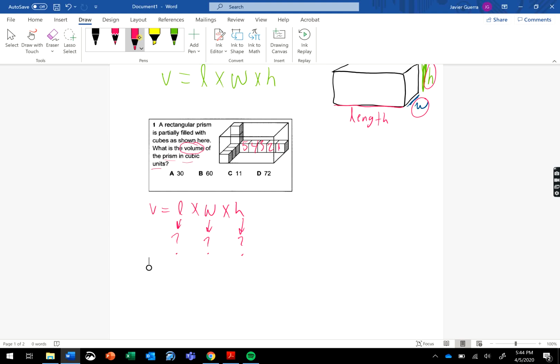Let me ask you this: is there another cube there on the corner that we cannot see? Yes, right? Because this cube here cannot be floating in the air. It's not a ghost. It's not floating in the air. There has to be something under it, right?